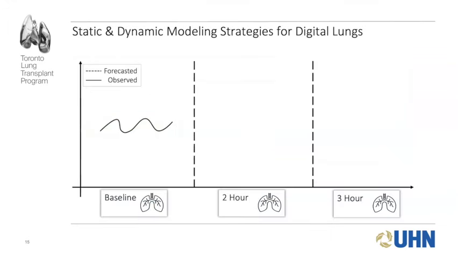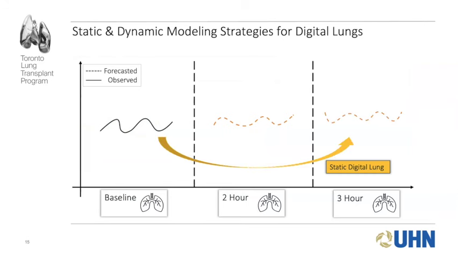And here we also have established two modeling strategies for digital lungs, the static and the dynamic. So first, at the start of a case, we have baseline data that shows basically how the lung is doing during the first hour, for example. And with the static digital lung approach, we use baseline data as input, forecast onto the second hour first, and then use the real baseline data plus the forecasted second hour data to predict the lung behavior later on.